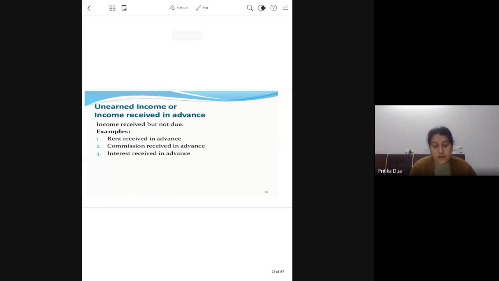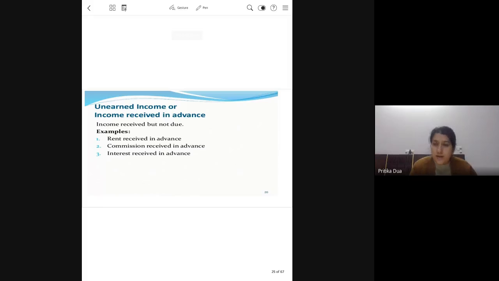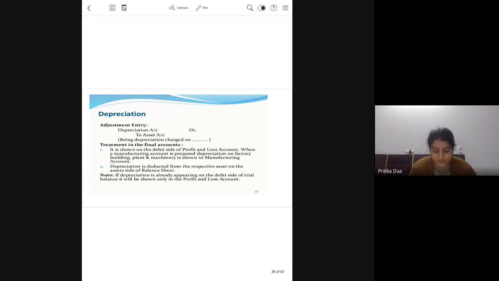Okay. So unearned income or income received in advance. Examples: rent received in advance. Some portion of that rent is related to the next financial year. Any commission, any interest received in advance. So there's no question here. Let's frame a question for the same.